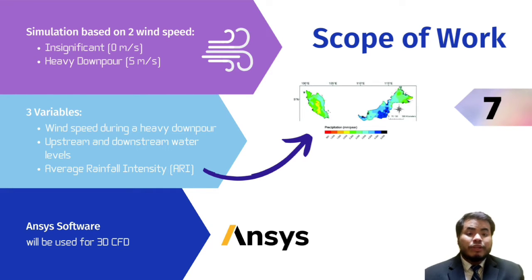So there are three variables involved in this study: the wind speed during a heavy downpour or heavy rain, the upstream and downstream water levels, and last but not least, the discharge capacity based on the average rainfall intensity RE. And then the ANSYS software will be used to perform a 3D computational fluid dynamics simulation.